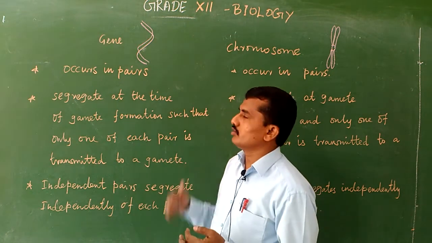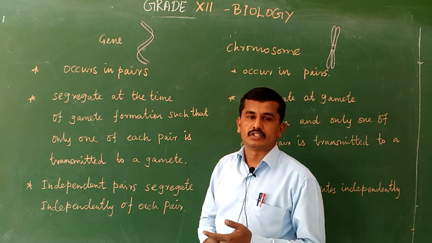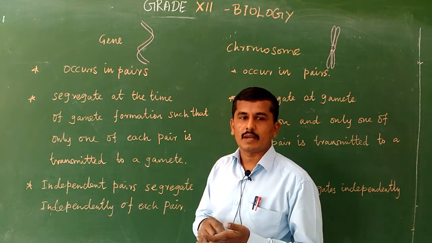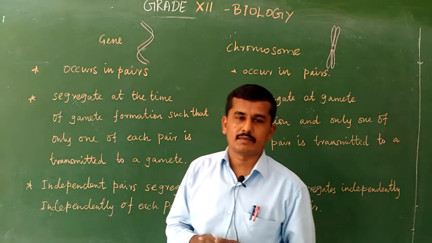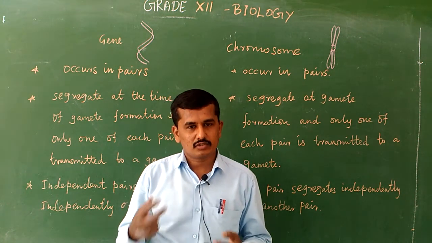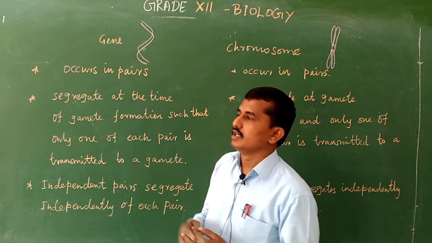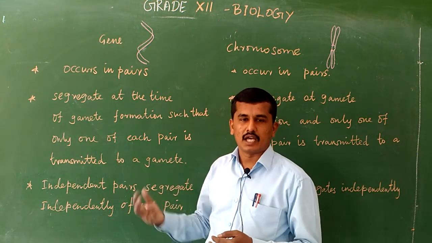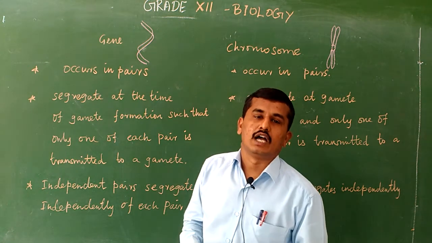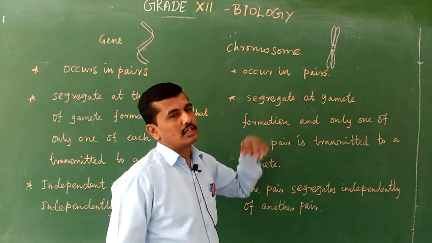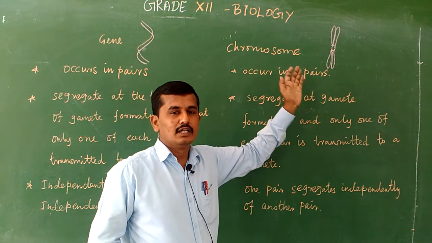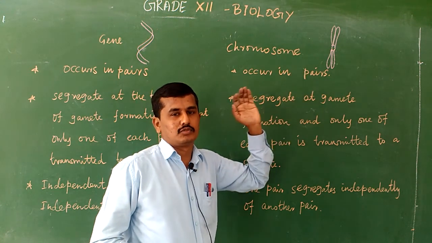So genes also occur in pairs, according to Mendel's view. For example, a capital T controlling tallness, and another capital T also controlling tallness. So genes occur in pairs in a cell, in a chromosome, and chromosomes also occur in pairs. We know chromosomes occur in pairs because a human contains 23 pairs of chromosomes.